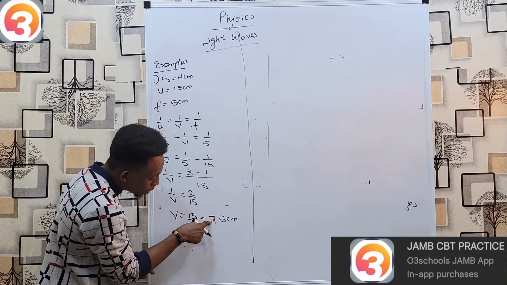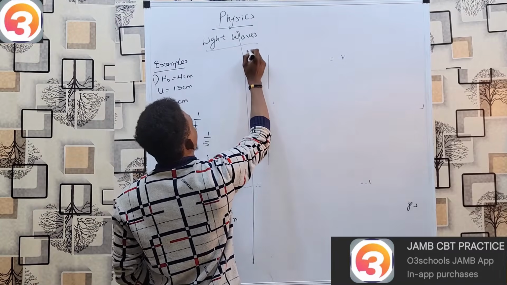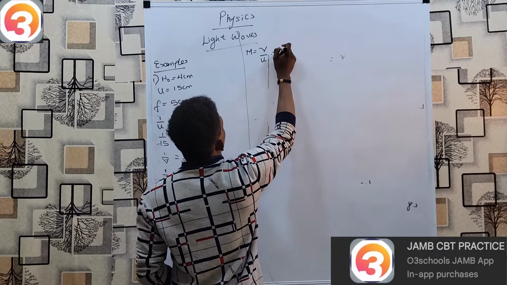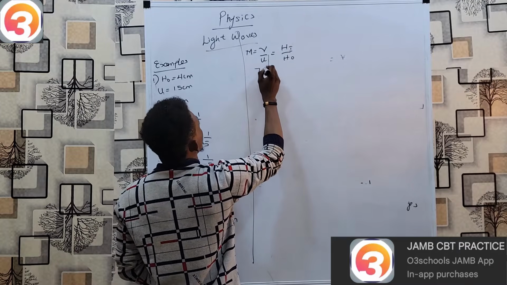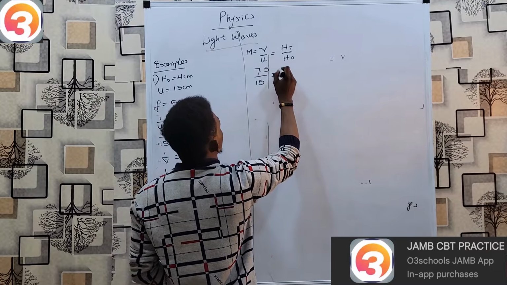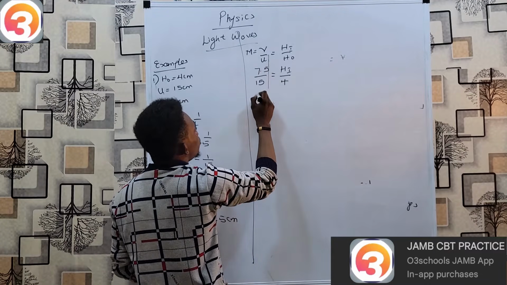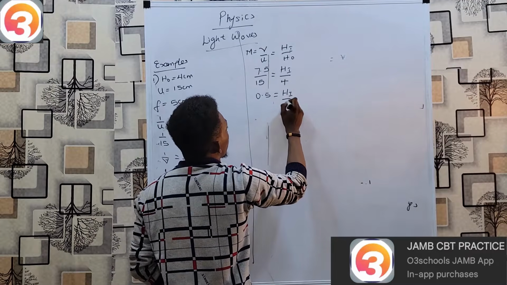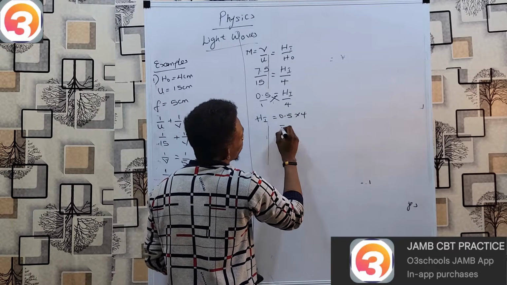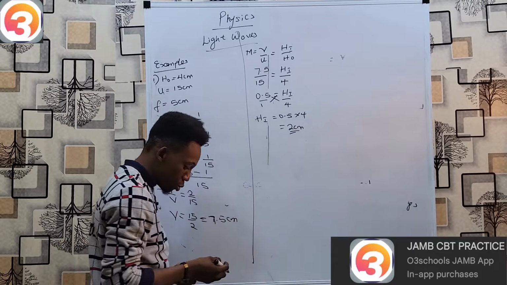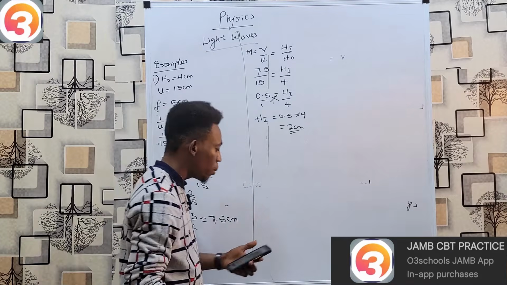And one more thing to note, because my image distance is positive, that means I'm getting a real image. And from this point, all you have to remember is that magnification is equal to v over u, which is equal to height of image over height of object. So 7.5 over 15 equals height of image over height of object, which is 4. Simplify 7.5 over 15 gives you 0.5. That's height of image over 4. Cross multiply, the height of the image will be 0.5 times 4, which is 2 centimeters. And that, as you can see in our app, is option D. Quite easy. Just note your formula and proceed.